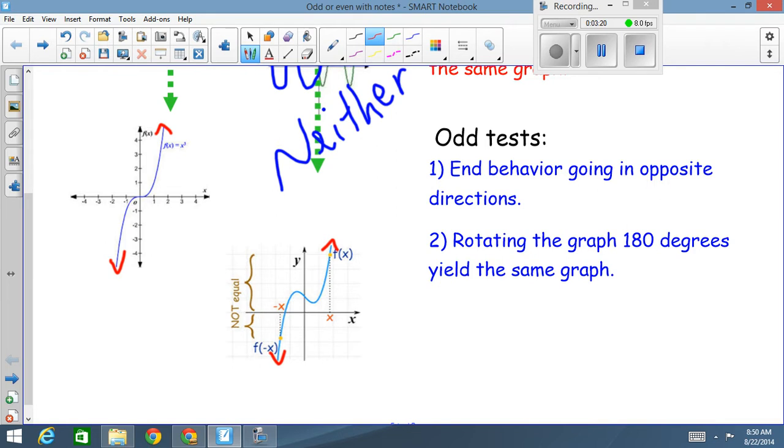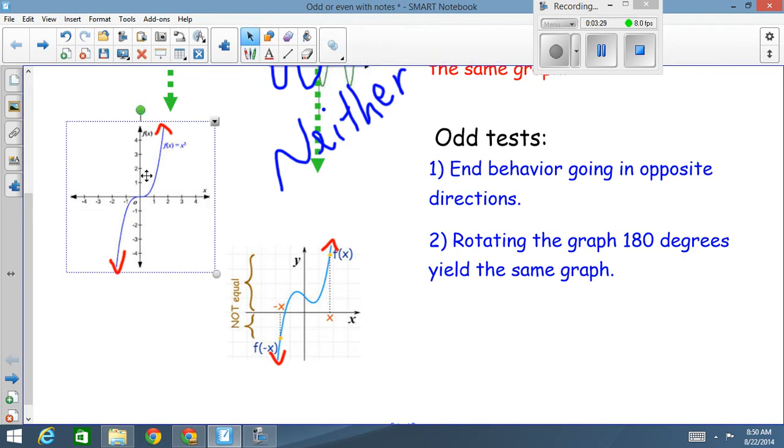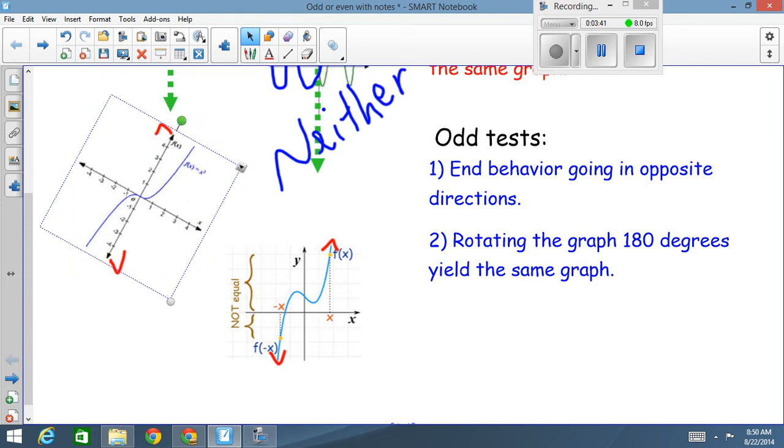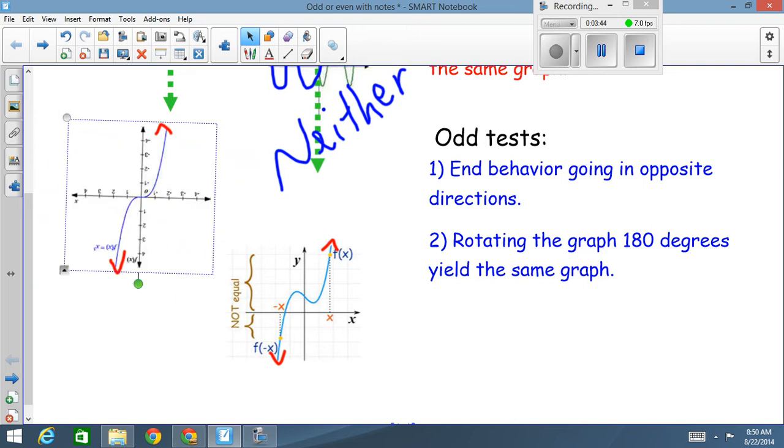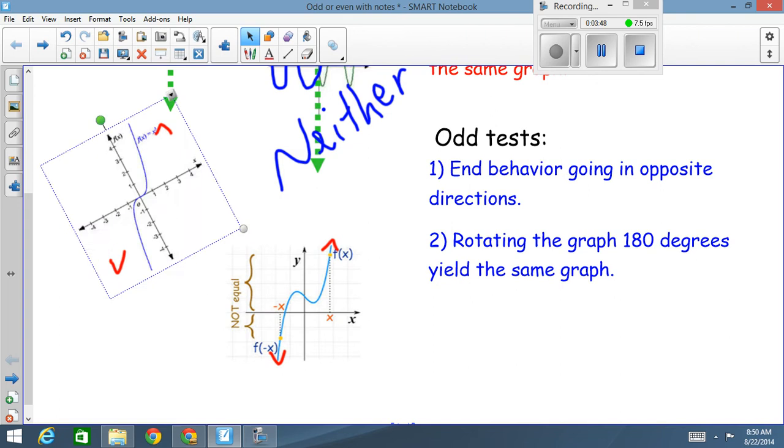The second test is that if you rotate the graph 180 degrees, you need to get the exact same graph. Now remember, 360 degrees is a circle, right? All the way around. A full turn would be 360. So 180 is basically turning this thing upside down. And if you watch as I rotate this graph, if I rotate it essentially upside down, you see that I get the exact same graph. Okay?